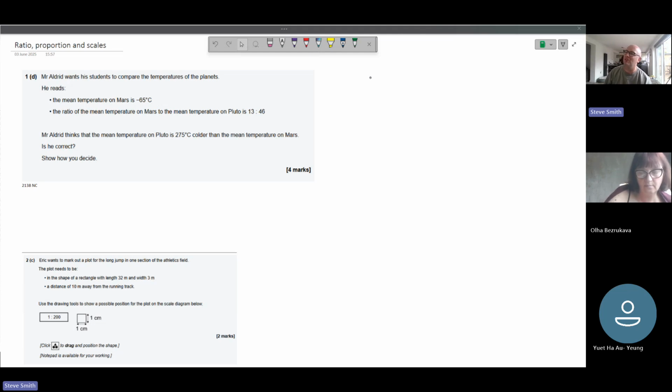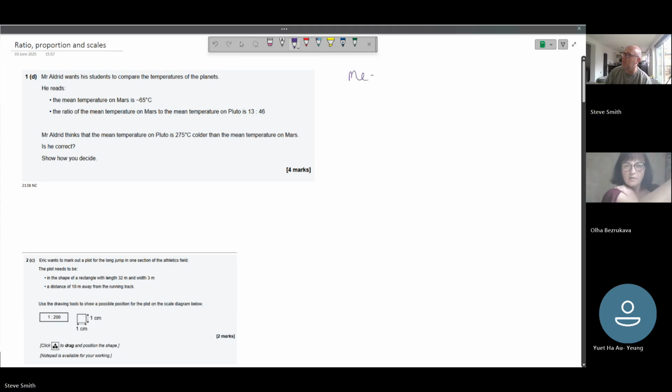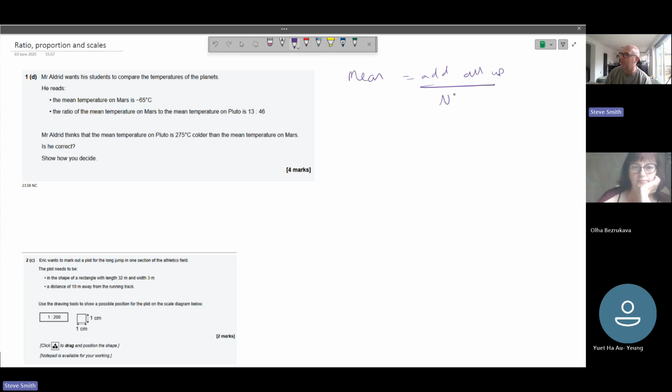Mr. Aldridge wants his students to compare the temperatures of planets. He reads the mean. So when we've got mean, we've added them all up and we divide it by the number of occurrences. And he's not done that. It means that over a whole year, over a month, it doesn't matter. So the Mars is minus 65.